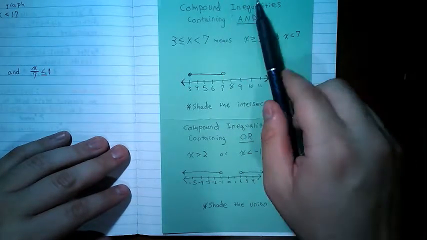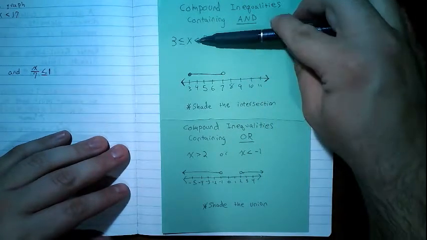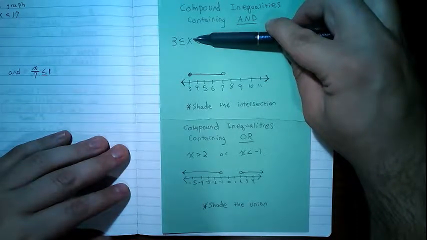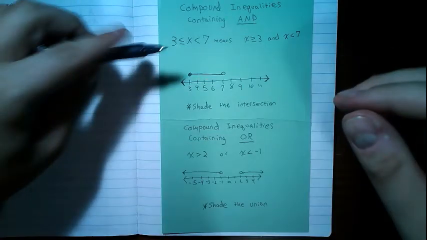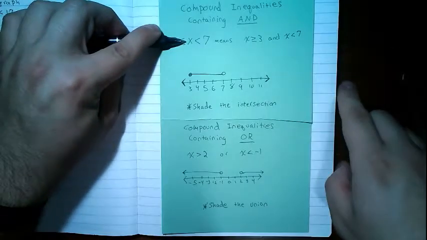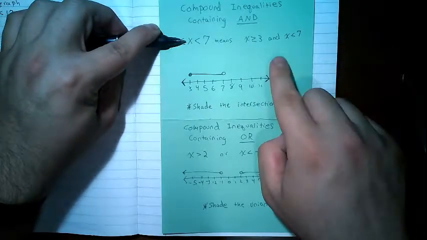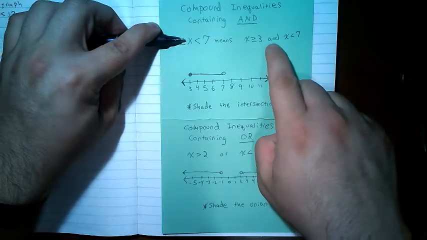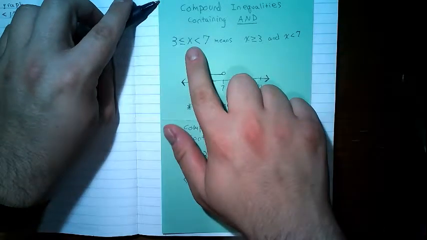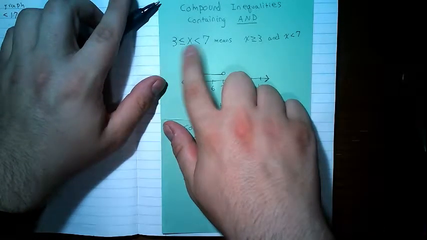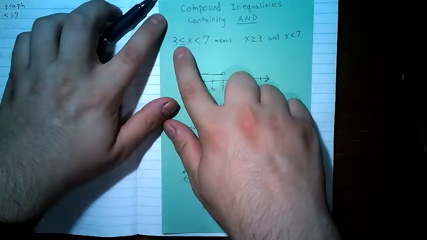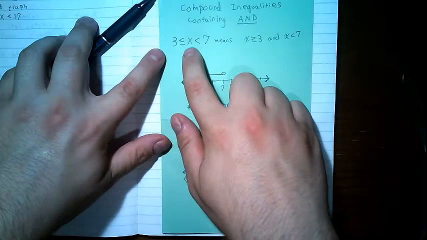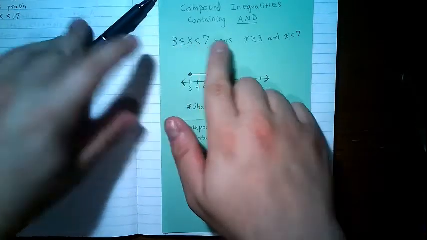So if we kind of cover one of them up, this reads as x has to be greater than or equal to 3. And x also has to be less than 7. So you can break it up to literally write in the word and, or you can just put it like this. So x is greater than or equal to 3 and x is less than 7. So it's like reading it backwards, reading it forwards.